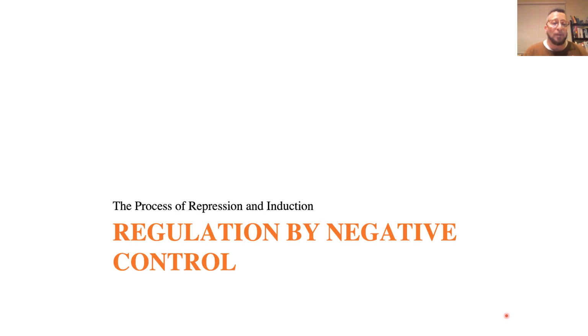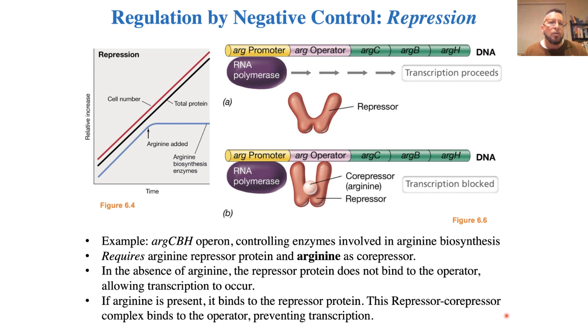In this section of the lecture, we're going to be looking at regulation by negative control, and we're going to learn more about the process of repression and induction. So this is the first example of negative control, which is repression. Repression is a mechanism in which transcription is repressed in the presence of a co-repressor. One operon that exemplifies this mechanism is the arginine operon.